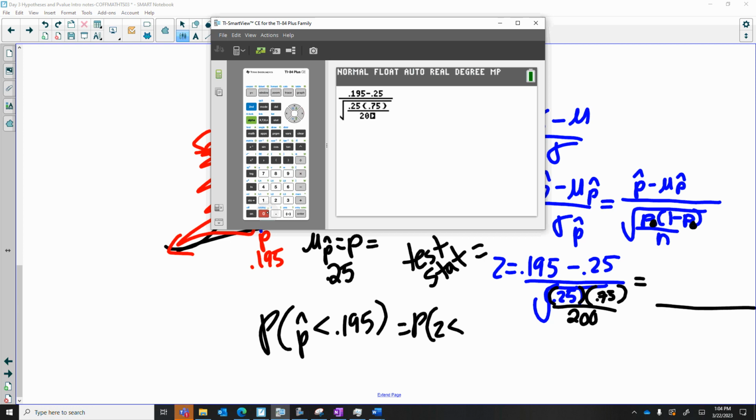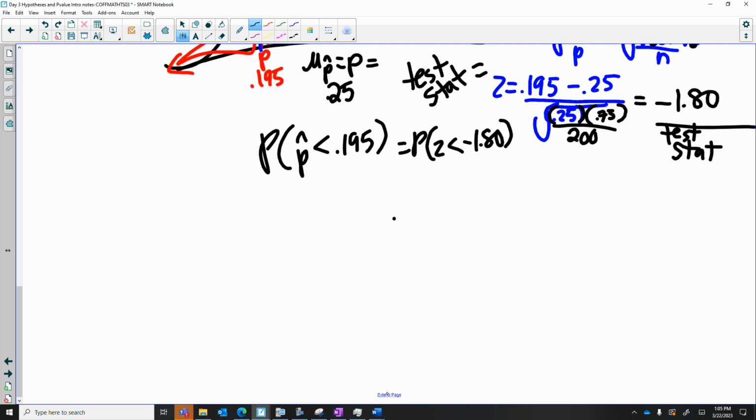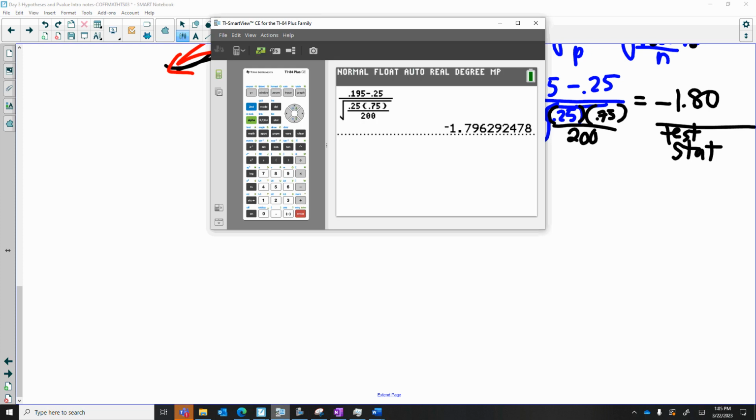All right, we're going to get our z-score. We got negative 1.80 for our z-score. That's our test statistic. And now what we would do is go to table A or to our normal CDF, and we would get the area to the left. So with table A, you would look at negative 1.80. Normal CDF, I'll show you how to do it.